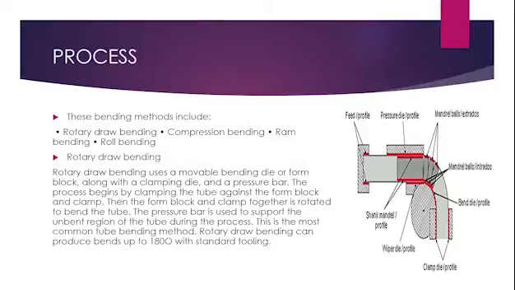First is rotary draw bending. Rotary draw bending uses a movable bending die or form block, along with a clamping die and a pressure bar. The process begins by clamping the tube against the form block and clamp. Then the form block and the clamp together rotate to bend the tube. The pressure bar is used to support the unbent region of the tube during the process. This is the most common tube bending method. Rotary draw bending can produce bends up to 180 degrees with standard tooling.